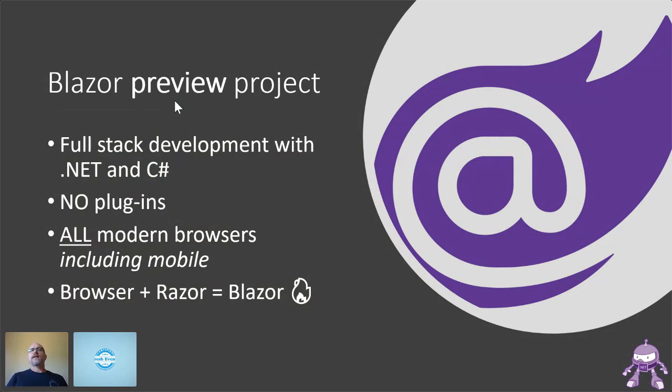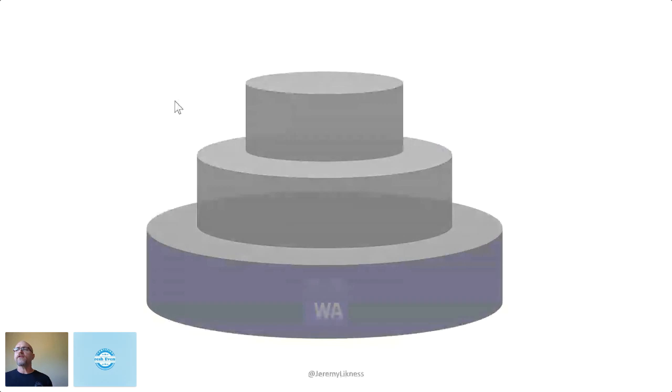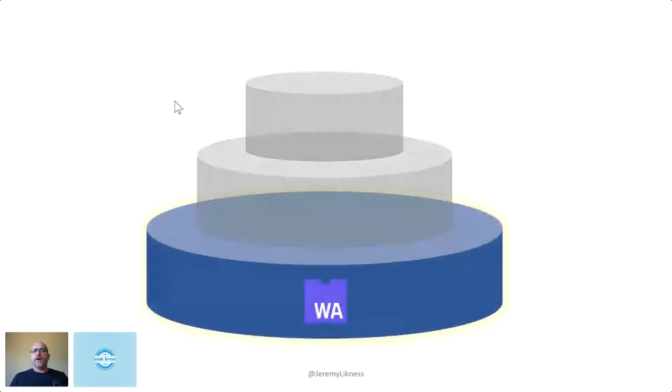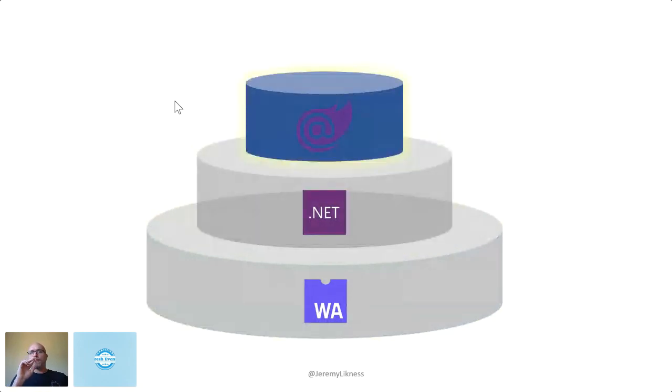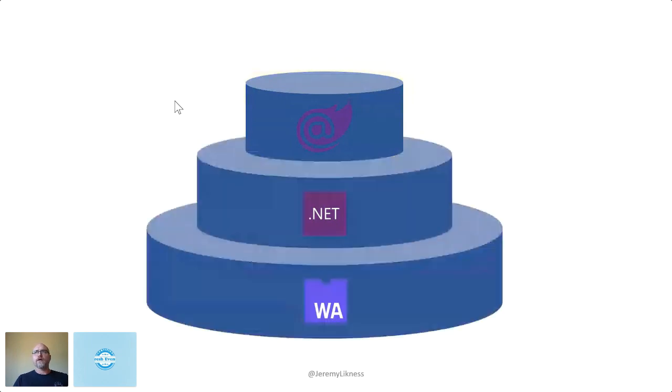The way that Blazor got its name is it uses the Razor templating engine, but it actually runs and executes code in the browser. So the browser plus Razor gives us Blazor. So what this looks like conceptually is we have WebAssembly. On top of WebAssembly, we have the .NET framework. And on top of the .NET framework, we have the Blazor library that's giving us this full stack experience.